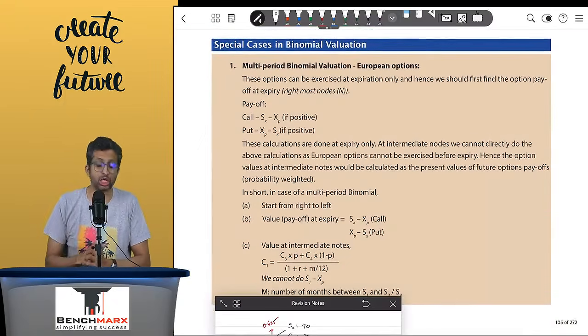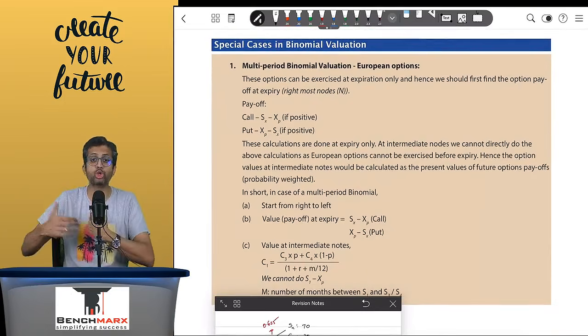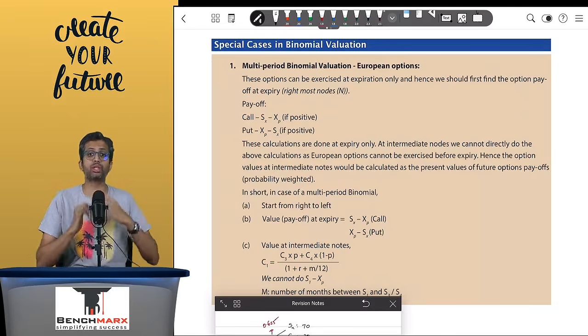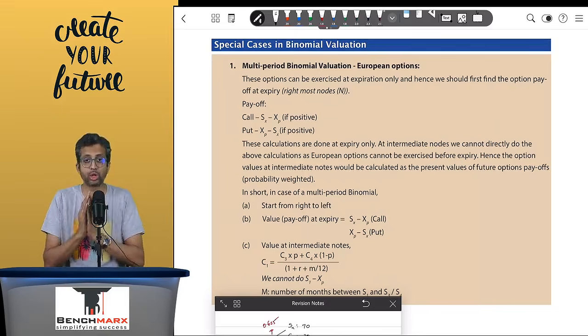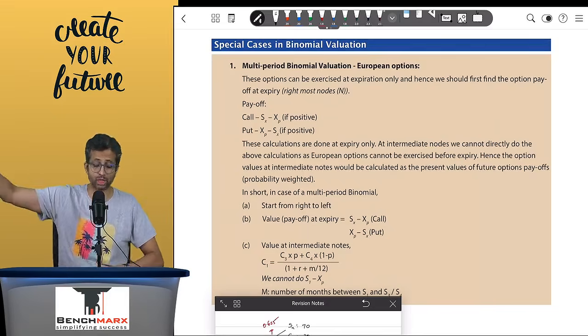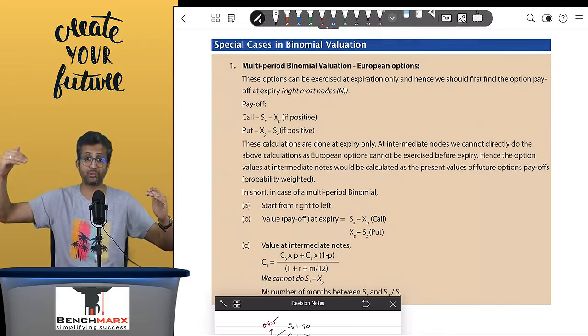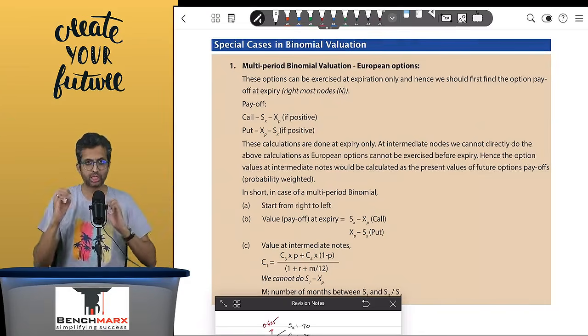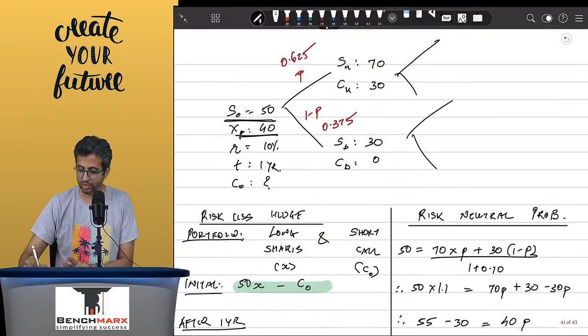Special cases come in the case of a multi-period question, which is a sum that we are going to practice. In a multi-period question, what do you do? If nothing is given, we assume that the option valuation is a European option valuation, and European options can be exercised at expiry only. So here you will solve from the right-hand side. You will try to find the option values at the rightmost nodes. For example, if this was 2 years, then there would be further payoffs.